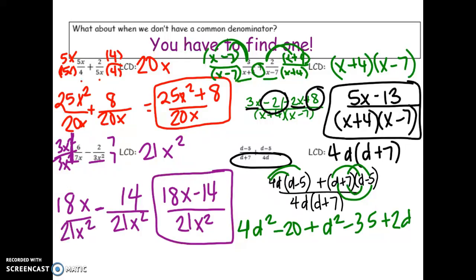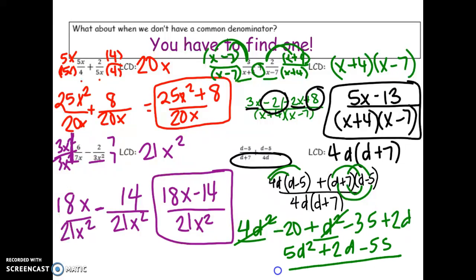And let's go ahead and combine my like terms because I know that the bottom is not going to change at all. So 4 plus 1 is 5d squared. Done with those. Plus 2d minus 55 all over 4d and d plus 7. Now again, you could distribute the bottom, but you don't have to.